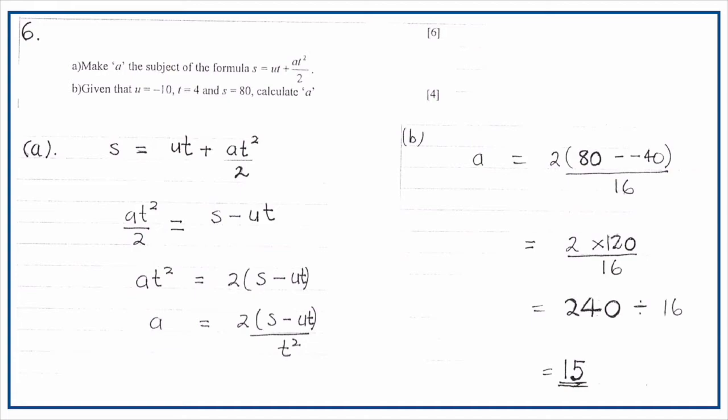6b, given that u equals minus 10, t equals 4, and s equals 80, calculate a. So here we substitute the values given into the formula. So a equals 2 open bracket 80 minus 40, all divided by 16. Minus times minus is plus, so 80 plus 40 gives us 120. 120 times 2 is 240, divided by 16 equals 15.